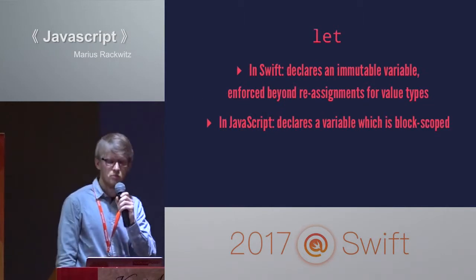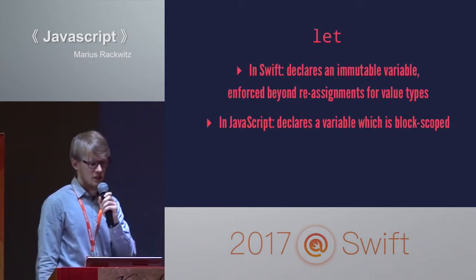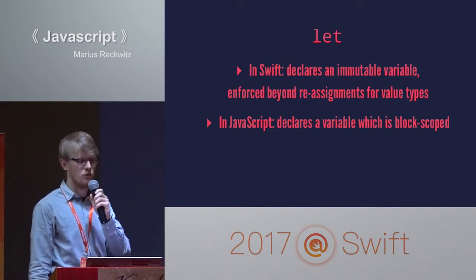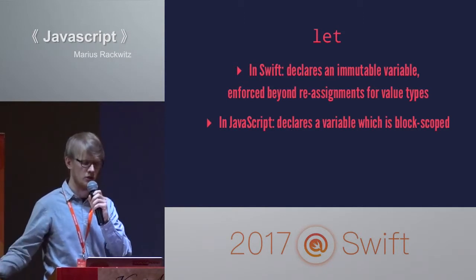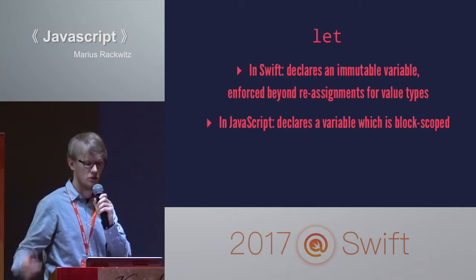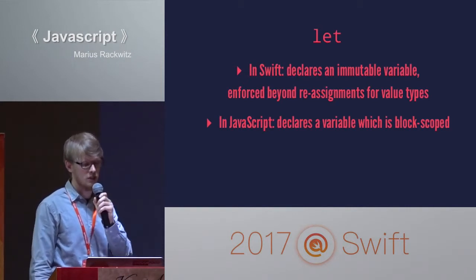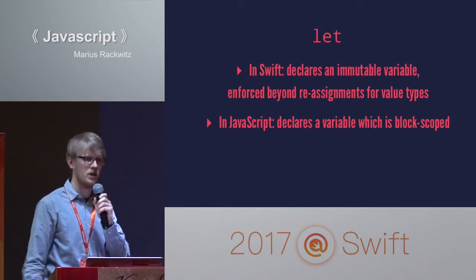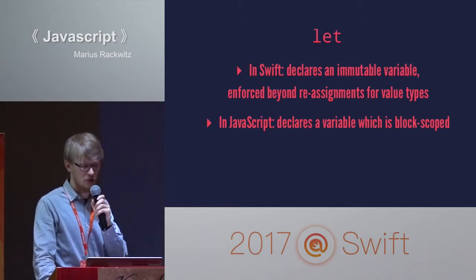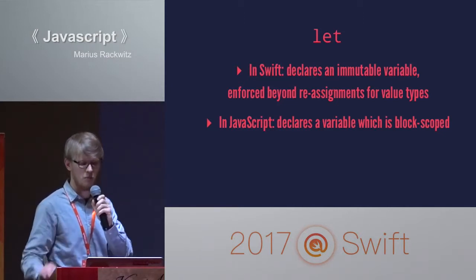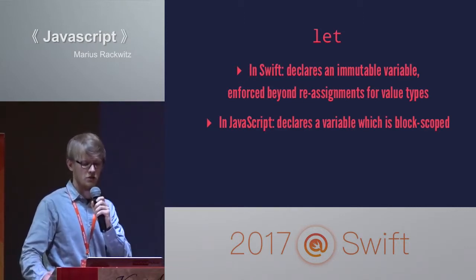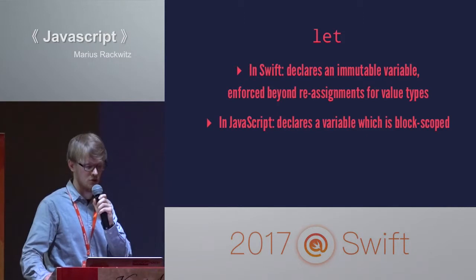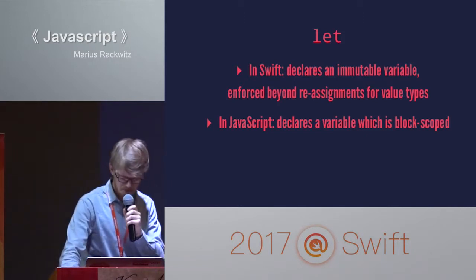So, what is let? In Swift, it declares an immutable variable, and that is even enforced beyond reassignments for value types. So if you have a value type, the properties of your struct aren't actually mutable. In JavaScript, it declares a variable which is block scoped. So this hoisted behavior you have heard about is avoided, and you can use let pretty much whenever you would want to use var. So if you want to write modern JavaScript and your environment can support it, always use let. That's one.